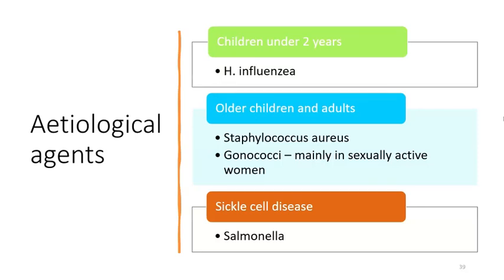Etiological agents, like in acute osteomyelitis, are different in different clinical settings. Children who are under 2 years of age mostly get H. influenzae-induced arthritis, and older children and adults mainly Staphylococcus aureus. Sexually active women will get gonococcal arthritis, and like osteomyelitis, here also people who have sickle cell disease can get Salmonella-induced arthritis.